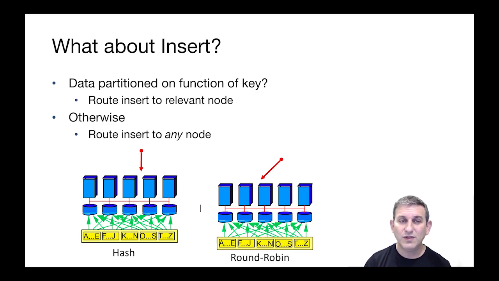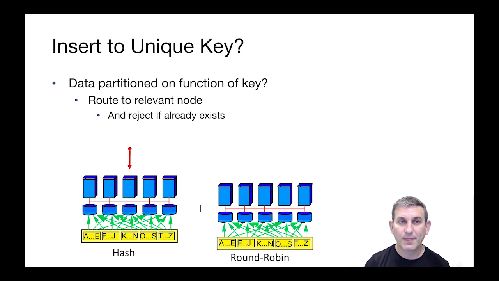What about insertion? Well, insertion turns out to be pretty easy. If data is partitioned on a function of the key, we'll route the insert to the relevant node, whether it's a hash partition or a range partition. Otherwise, if it's not partitioned on a function of the key, then we get to insert the data anywhere we like in some sense. So we can route the insert to any node. So for instance, with round robin, we can just route it to whatever node seems least loaded.